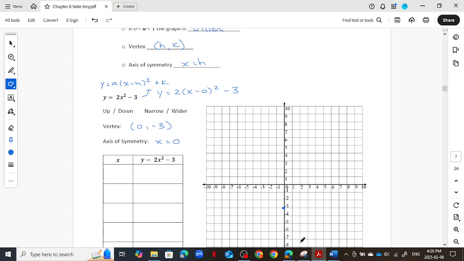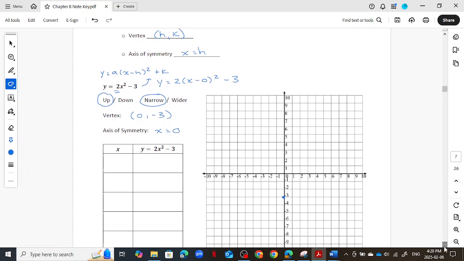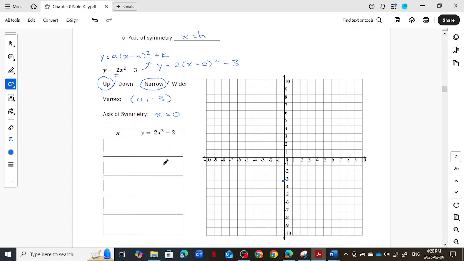Now, if you're ready for it, you could look at this 2 and see that because it's positive, my graph is going to open up. And because it's a value greater than 1, the graph is going to be narrower. If not, what I want you to do is draw a table of values. Table of values is not mandatory. You're going to put your vertex in the middle, and then you're going to do 2 x values down from there and 2 x values up from there, always. And then you could plug in the value of x and solve for y.